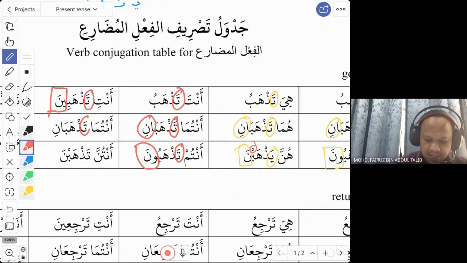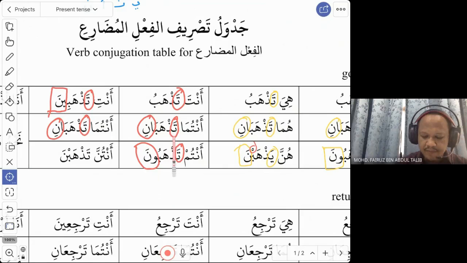Antuma tazhabani. You have the ta and you have the alif and nun. So here, this is similar to antuma here. Tazhabani. So it depends on the context, whether it is for muzakkar or mu'annas. And if you look at huma here, it is also the same word, tazhabani. So again, it depends on the context. It can be you, both of you are going, male and female, or both of them are going, for female. So this will depend on the sentence, on the context.